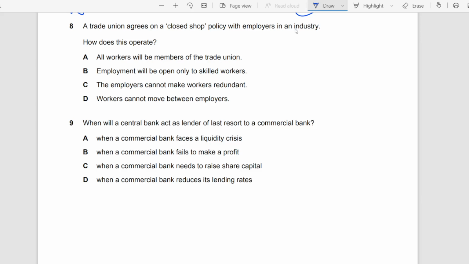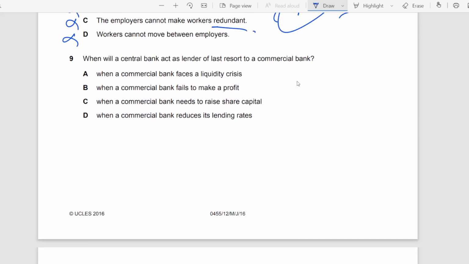All right. So let us look at the options that we have over here. How does this operate? All workers will be members of the trade union. Yep. Employment will be open only to skilled workers. It's got nothing to do with trade union. The employers cannot make workers redundant. This will never be the case, because workers can be made redundant even if trade unions have put utmost pressure on the employers. There are instances when employees are made redundant. Redundancy means they can lose jobs because of changes at the workplace. Workers cannot move between employers. This is not true. So A is the only viable option over here. So we'll choose A and then move on to the next question.